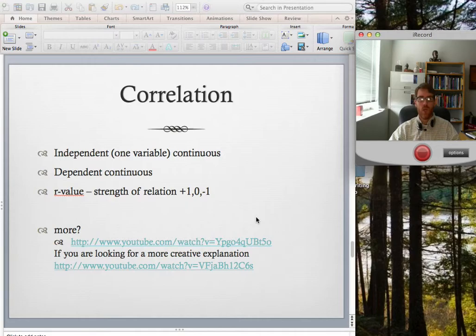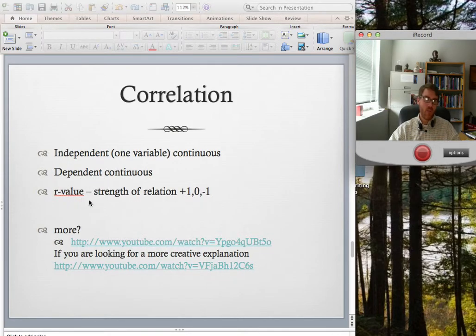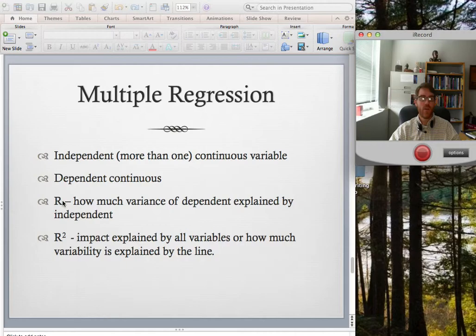So what do we do if we have more than one independent variable? Can we run a correlation then? We can run a multiple regression, or multiple linear regression, when we have more than one independent continuous variable and one dependent continuous variable. Like the correlation where we had the R value, in the multiple regression we also have another R value. This is the capital R, and it's just explaining how much variance of the dependent is explained by the independent variables. With more than one independent variable in the multiple linear regression, we often want to know the impact of all of those variables.